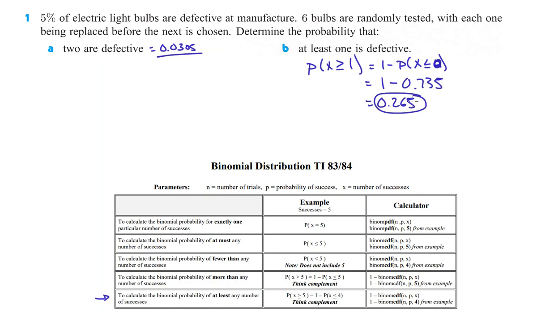Okay, so about 26.5% chance that at least one is defective. Okay? I know that's a little bit weird. We'll do a few more on this here, and that should hopefully help out.